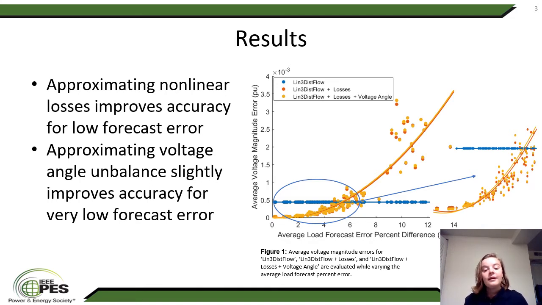As you can also see, when we add in the nonlinear loss term, the accuracy of the power flow approximation improves greatly for low forecast error as expected. But at high forecast error, also as expected, the accuracy is significantly worse than that of just Lin3DistFlow. And this makes sense because if the reference power flow is incredibly different than the actual power flow, it is not providing useful information. We can also see that the voltage angle does not do much here, mostly because this network was not very unbalanced, and so the assumption that all voltages were balanced basically held true.